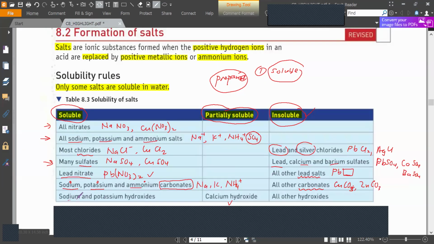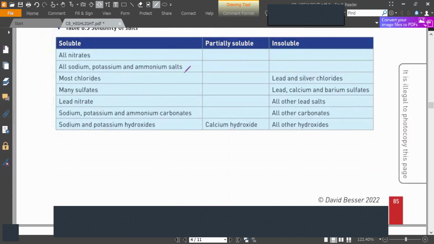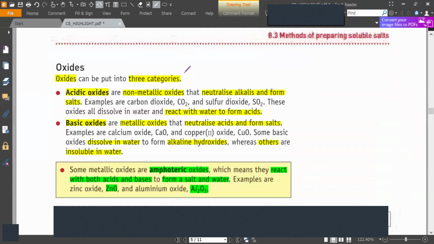Sodium and potassium hydroxide are soluble. All other hydroxides will be insoluble, like copper hydroxide, iron hydroxide, and so on. So we just need to memorize this table. Okay, next.